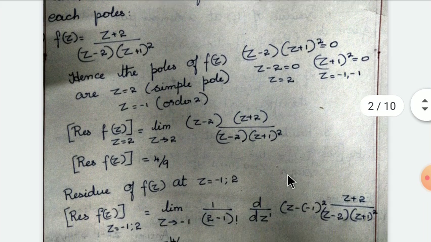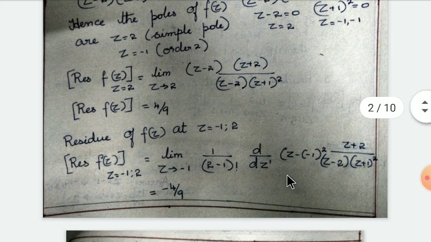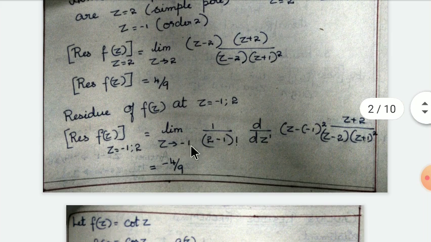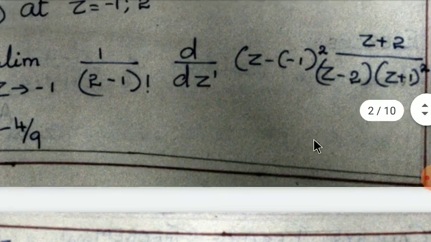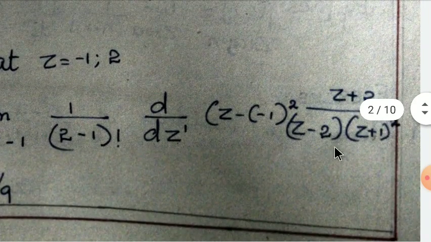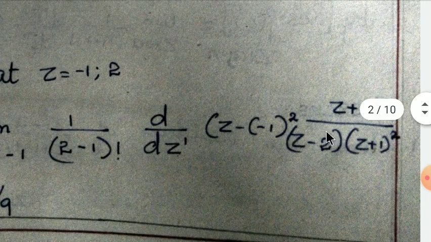Now the second pole is minus 1 of order 2. So this time I apply the general formula with n equal to 2. So 1 by (2 minus 1) factorial, d by dz of power 1. That means only one time. So order is 2 means one time differentiation. Then this is (z minus a), here a equal to minus 1. So z minus of minus 1, that is z plus 1 whole square. So z plus 1 whole square and z plus 1 whole square get cancelled. Then the remaining is z plus 2 by z minus 2.